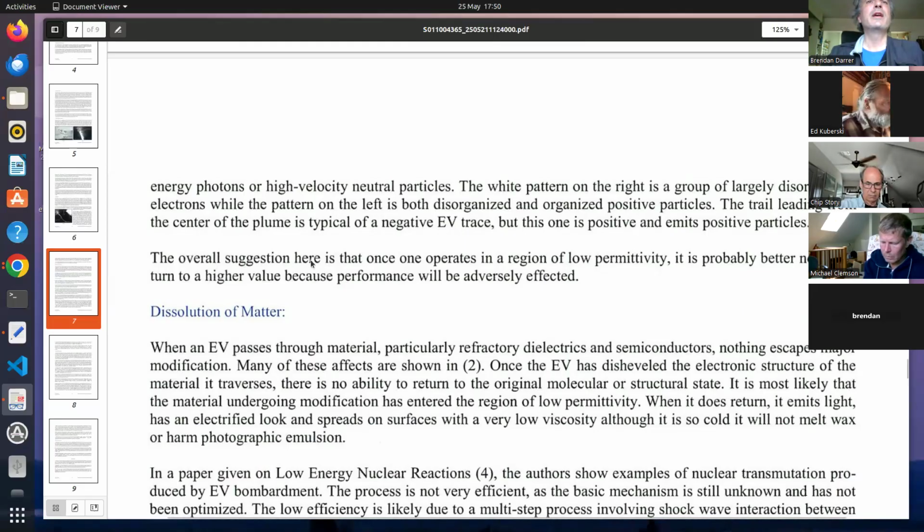Overall suggestion here is that once one operates in a region of low permittivity, it is probably better not to return to a higher value because performance will be adversely affected.